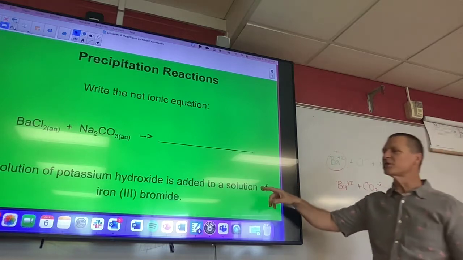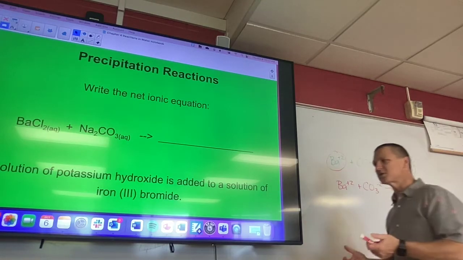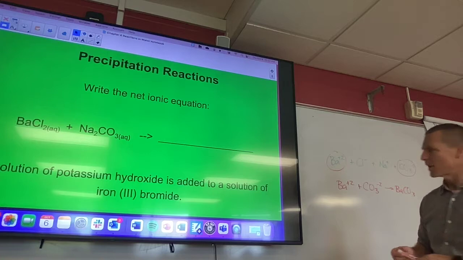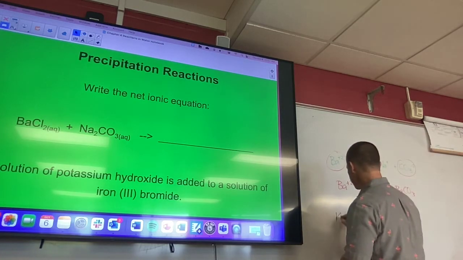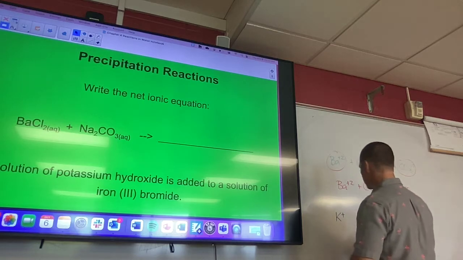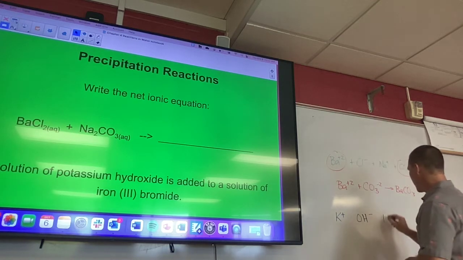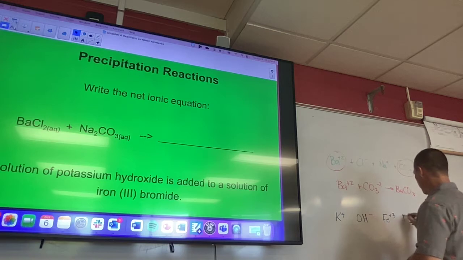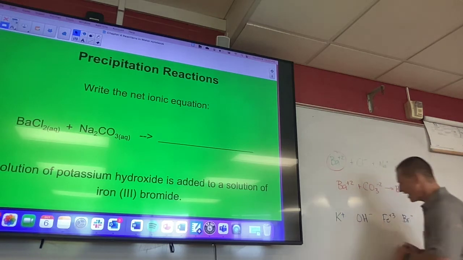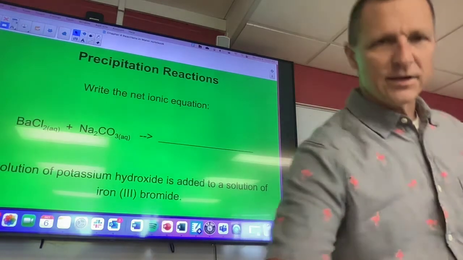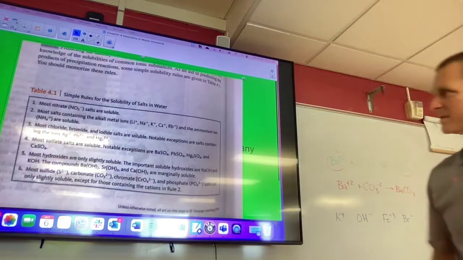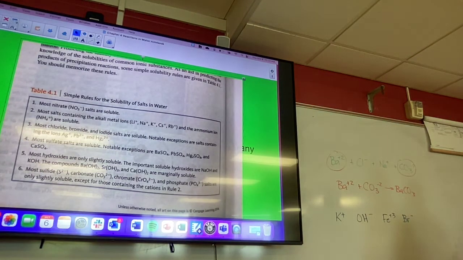So in the second one, a solution of potassium hydroxide is added to a solution of iron 3 bromide. Okay, so we have potassium ions, hydroxide ions, iron 3 ions, and bromide ions. Is there a combination of ions here that will make a precipitate? Using the solubility rules. And tell me which rule you're using.